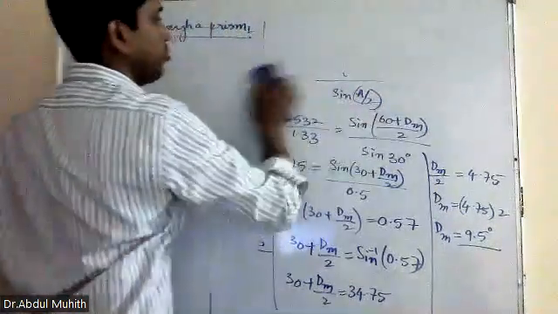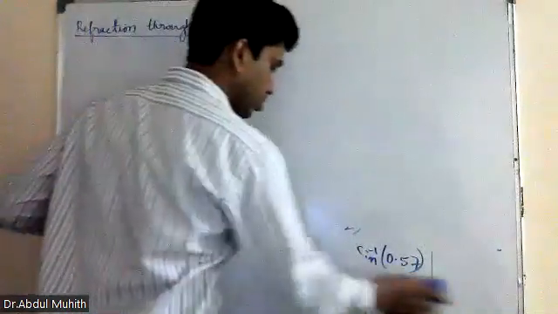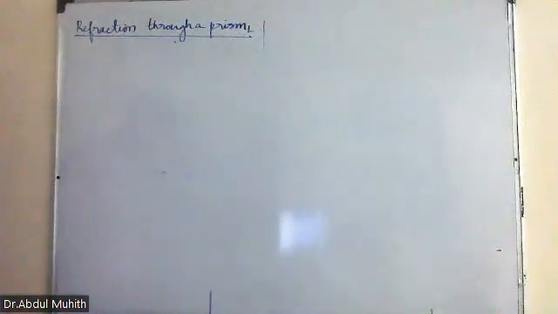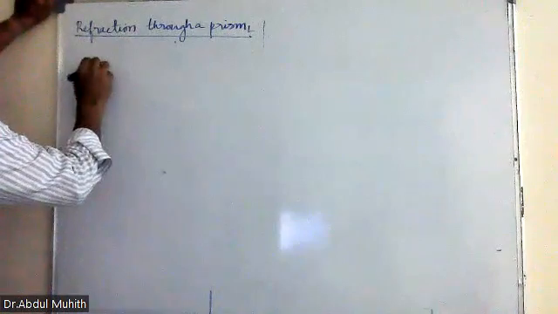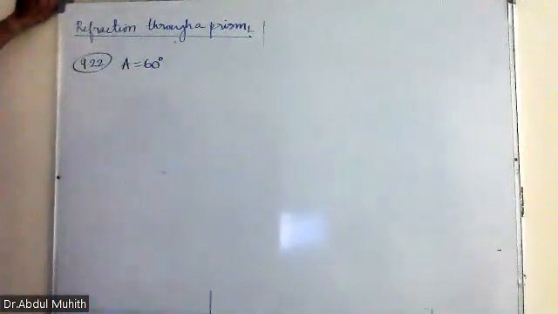Okay. So one more numerical question we will do on prism. Question number 9.22 from the textbook. At what angle should a ray of light be incident on the face of the prism of refracting angle 60 degrees? So the angle of prism is 60 degrees. So that it just suffers total internal reflection on the other face, the refractive index of the prism is how much?